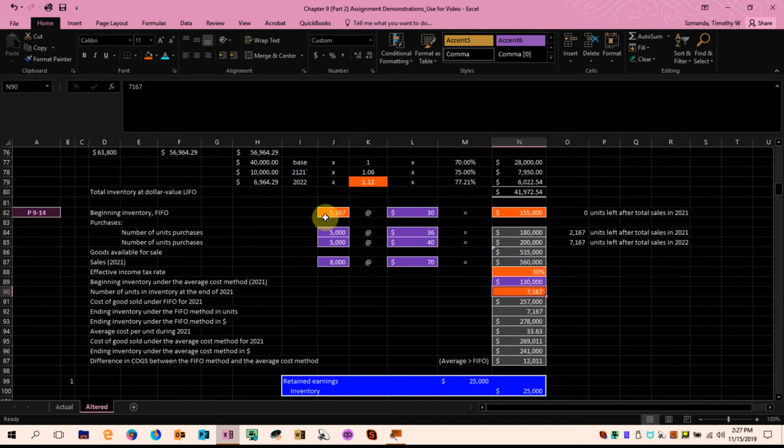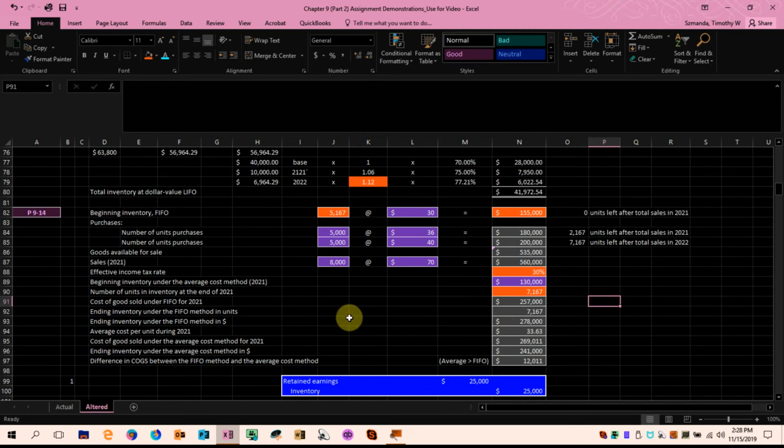Well, using my numbers, I've got 5,167 units times $30 gives 155,000 beginning inventory under FIFO. And then I have a couple of purchases at different prices. I'll multiply each of those together, and that will give me my new inventory. Then I have sales. So once I have my sales determined, I can now calculate my cost of goods sold. Under FIFO, I've got a total of 535,000 in inventory, just adding 155 plus 180 plus 200, the cost of my inventory. So my process here is first calculating the cost of goods sold and the ending inventory under FIFO. I'll do the average later.